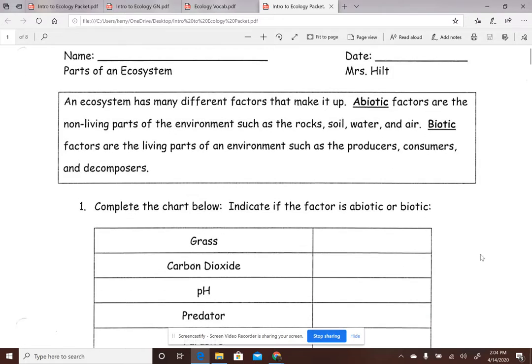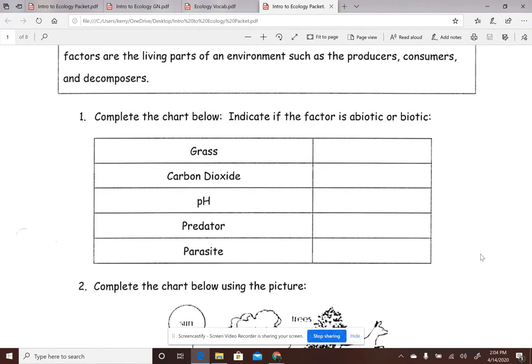So for the chart here, it's asking you to complete it by indicating whether something is abiotic or biotic. Again, if we take a look at these terms, bio means living, so a biotic factor is going to be a living thing. Abiotic, the prefix a meaning not, so abiotic is not living. You have grass, carbon dioxide, pH, predator, and parasite, and you have to indicate whether each is biotic or abiotic.